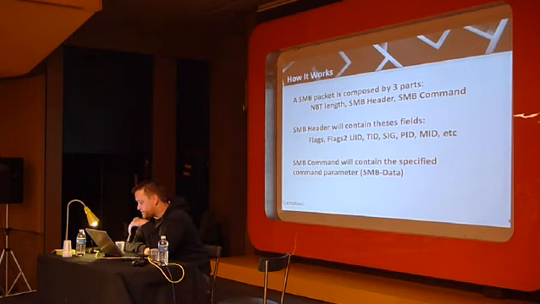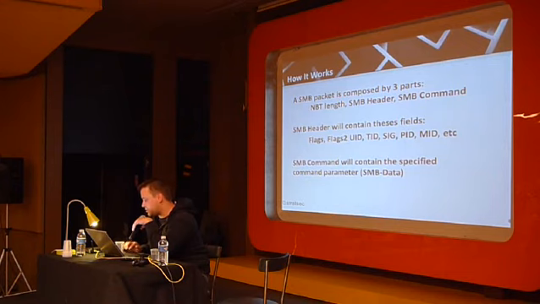On an SMB packet, there are three parts: the NBT length, which is always the global length of the whole packet, the SMB header, and the SMB command. The SMB command contains the data about the command, which is the command opcode plus the fields of the command, and the SMB header will contain all the flags, Flag 1, Flag 2, the UID, TID, PID, MID, etc. of the communication.